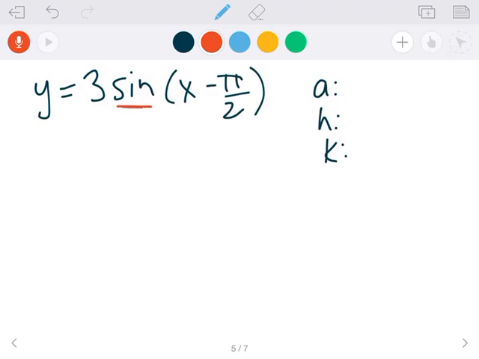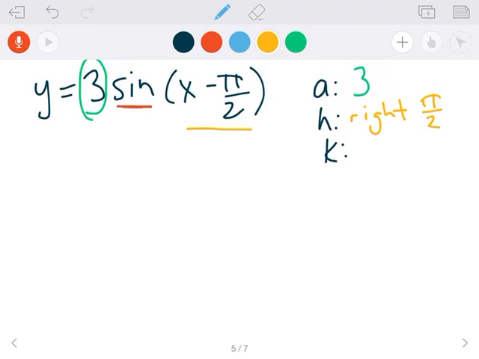For our a value, that's the amplitude, the stretch factor. We see that here with the 3. There's no negative, so it's not flipped, it's just going to be stretched by 3. The h value is the horizontal shift, and it's in the parentheses. Remember that when it's in parentheses, it's always the opposite direction. So if it's negative, we're actually going to shift the graph to the right pi over 2 radians.